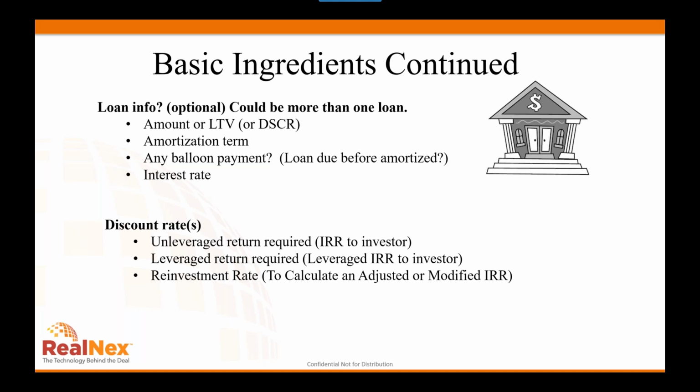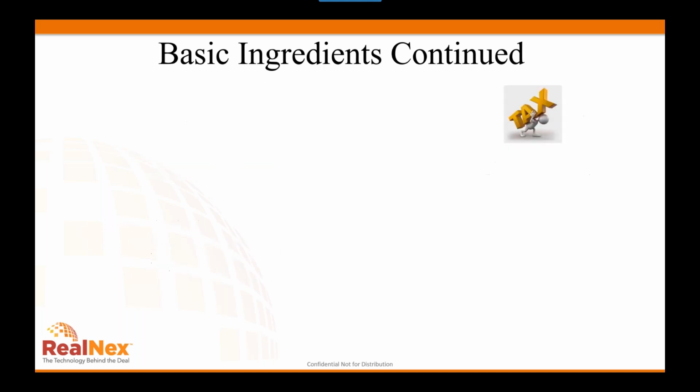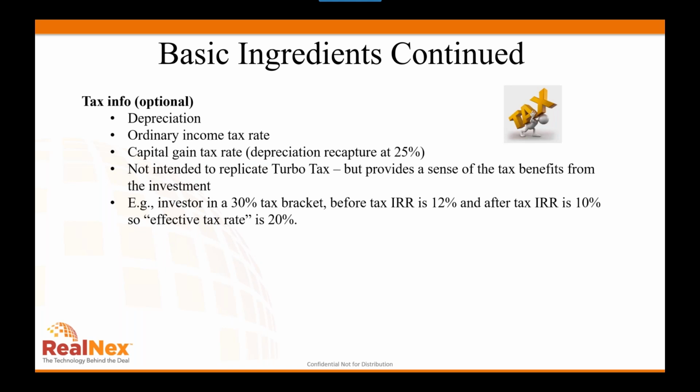Although I don't, to be honest, see a lot of investors actually worrying about calculating the adjusted rate of return. Usually they're happy to calculate what the IRR would be on the property and compare that with different alternatives for how they could invest their money. But I'll show you how you can put an input into RealNext to calculate the adjusted or modified rate of return. Tax information. So that's also something that's optional.